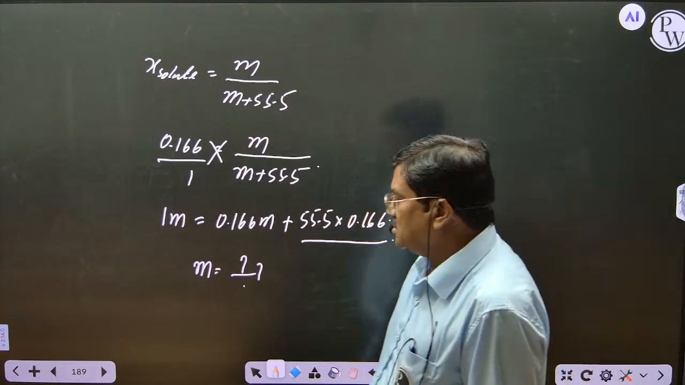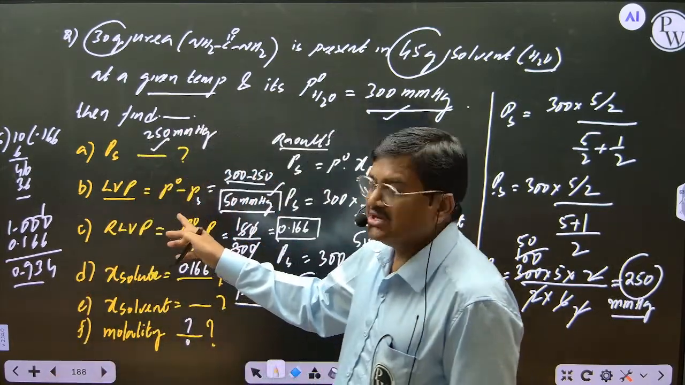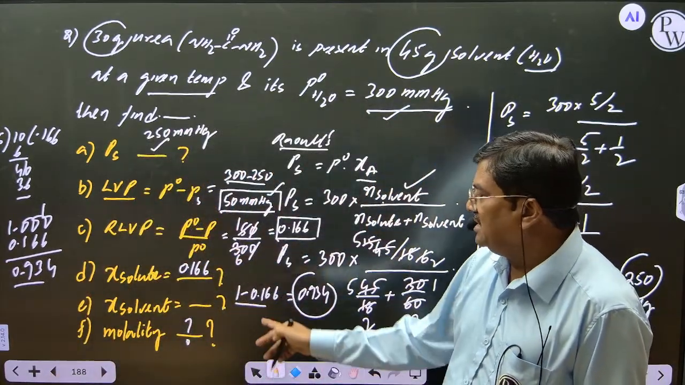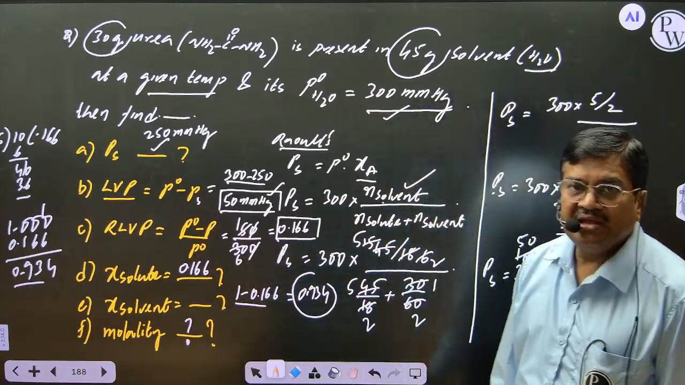Understood all of you? So what are those? One is vapor pressure of solution, LVP, RLVP, mole fraction of solute, mole fraction of solvent, and molality.